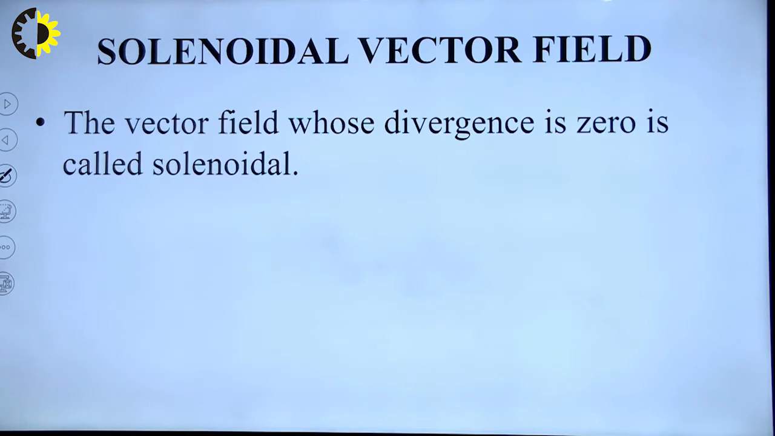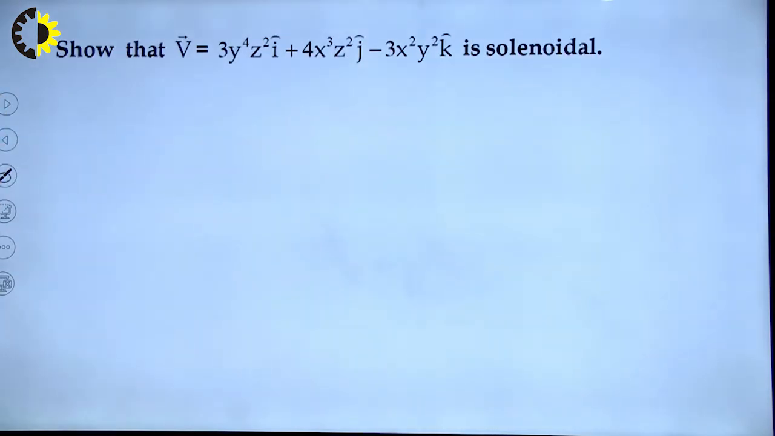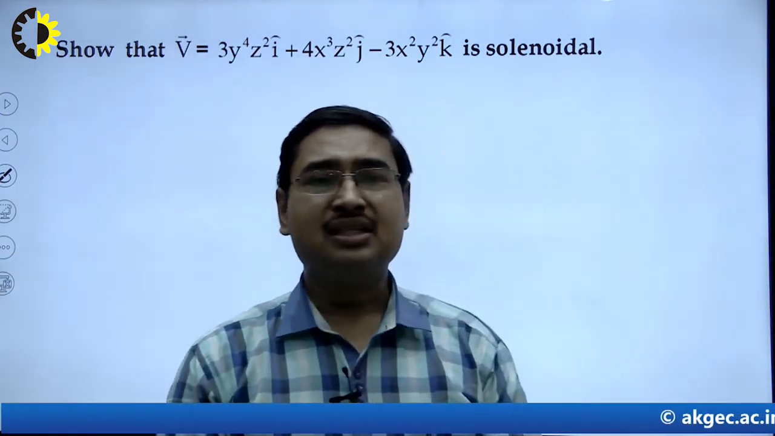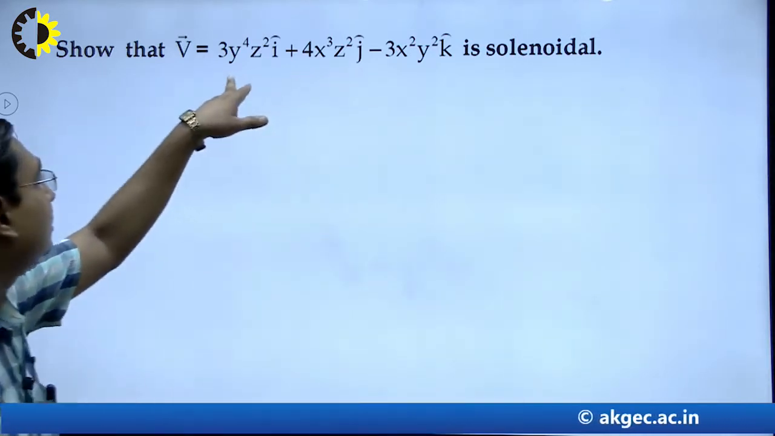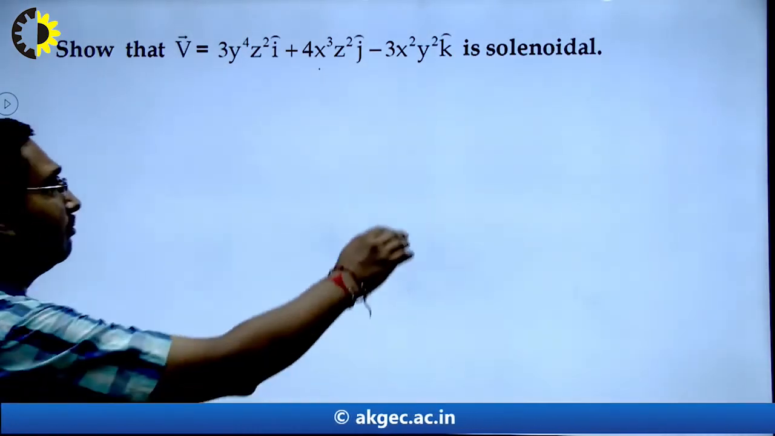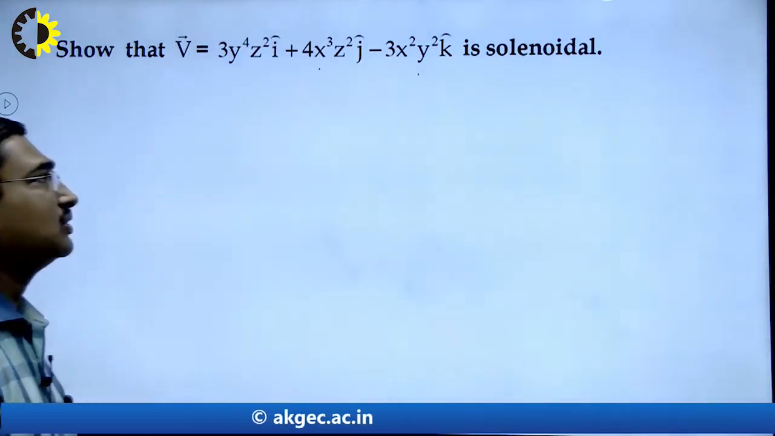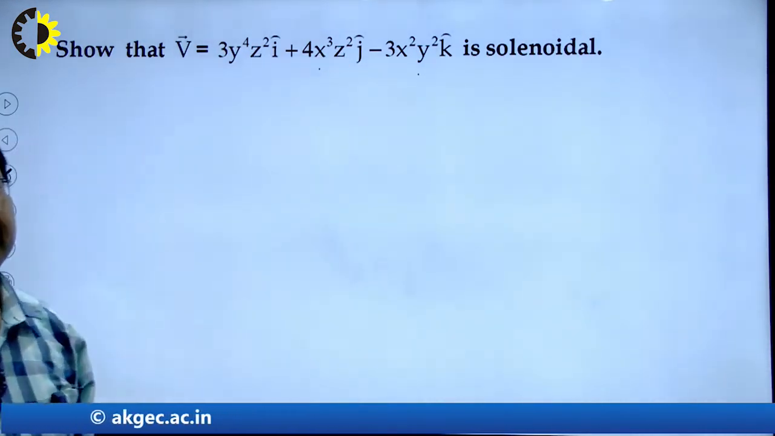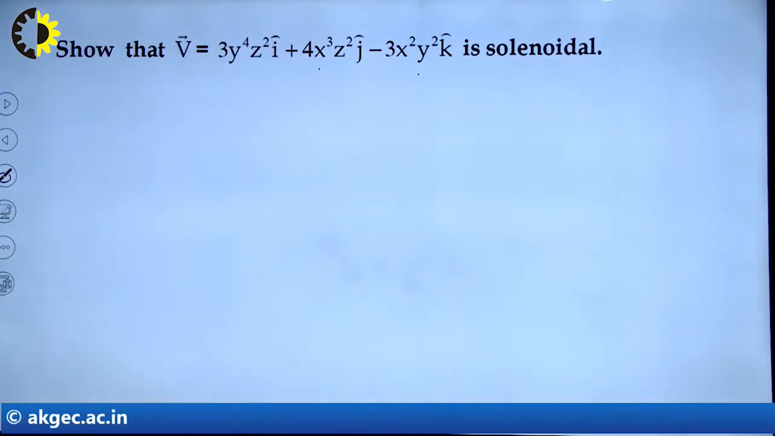The vector field whose divergence is 0 is called solenoidal vector field. We take an example. Show that this vector v equals 3y to the power 4 z square i cap plus 4x cube z square j cap minus 3x square y square k cap is solenoidal. This vector field is given, and we want to show that this field is solenoidal.